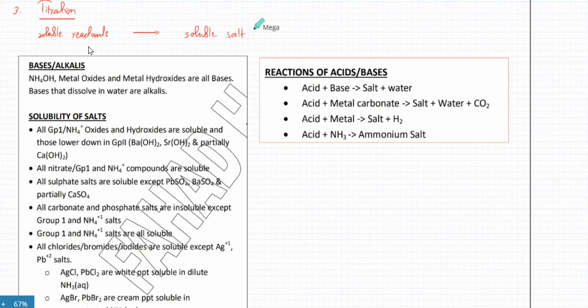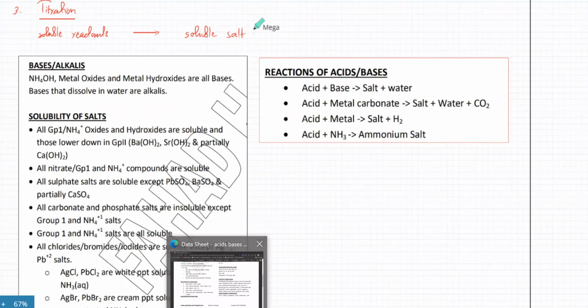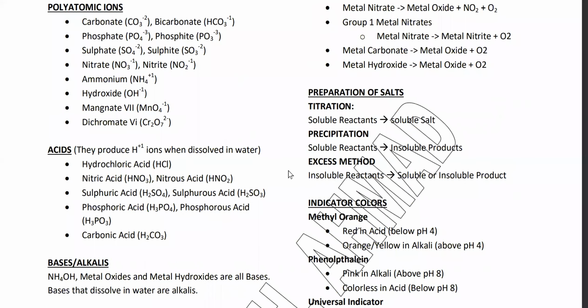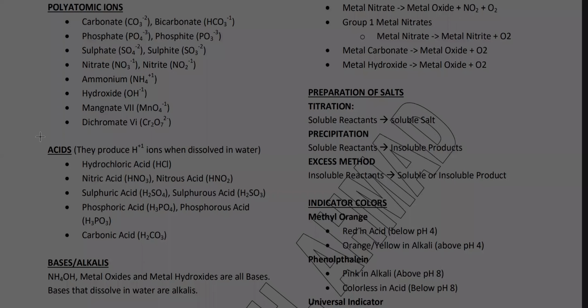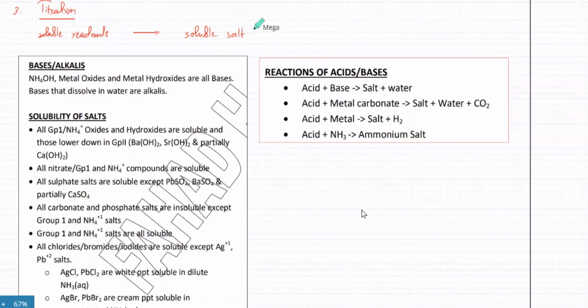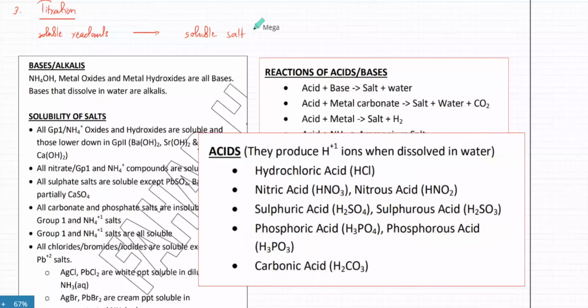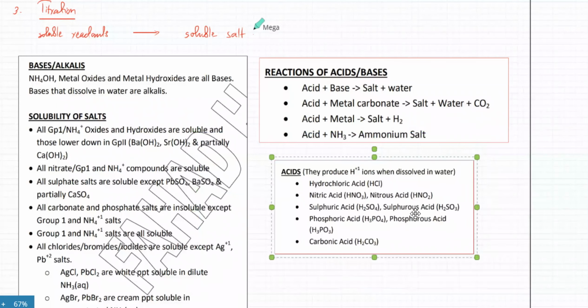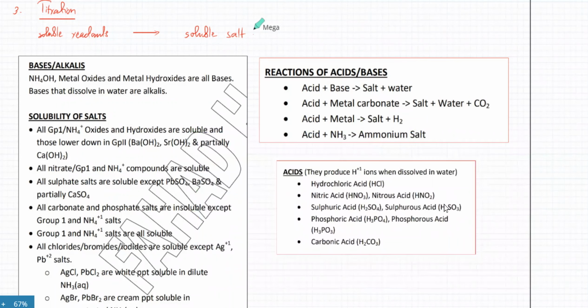So remember, titration is used when, it doesn't matter which reaction it is, as long as the reactants are soluble and the salt that you're trying to make is also soluble. Just for reference, I'm going to copy the acid names and their formulas as well. To make any salt, you need an acid. An acid gets neutralized, and that results in the formation of a salt.